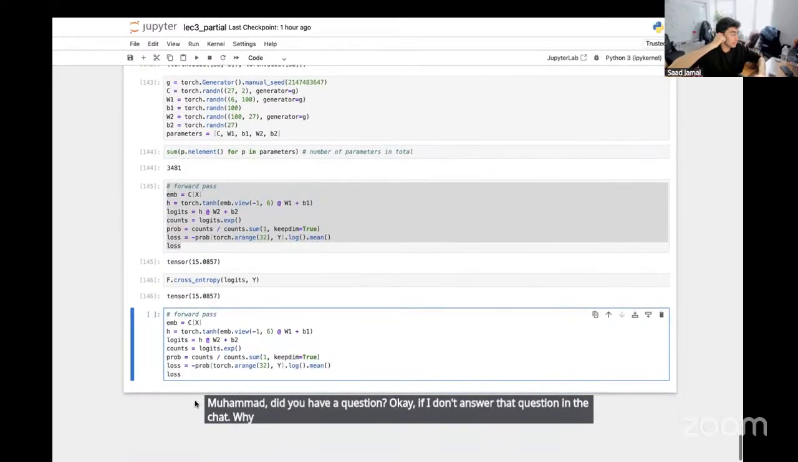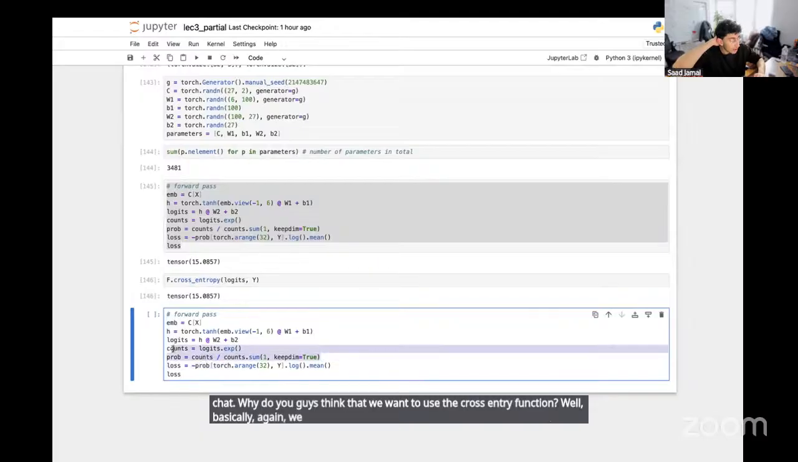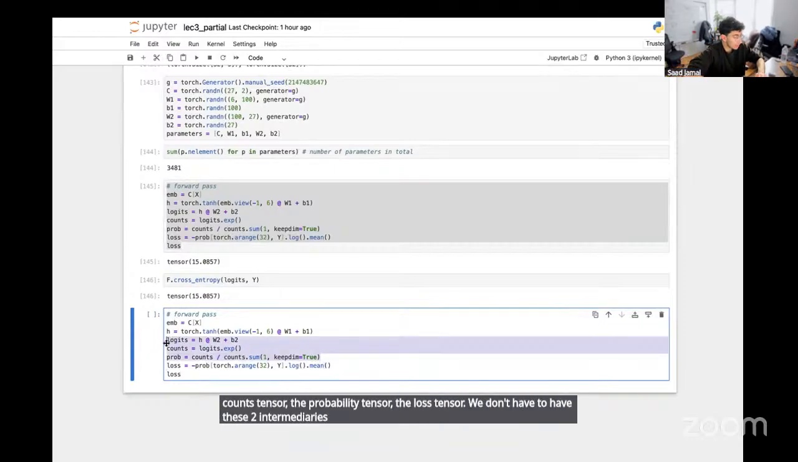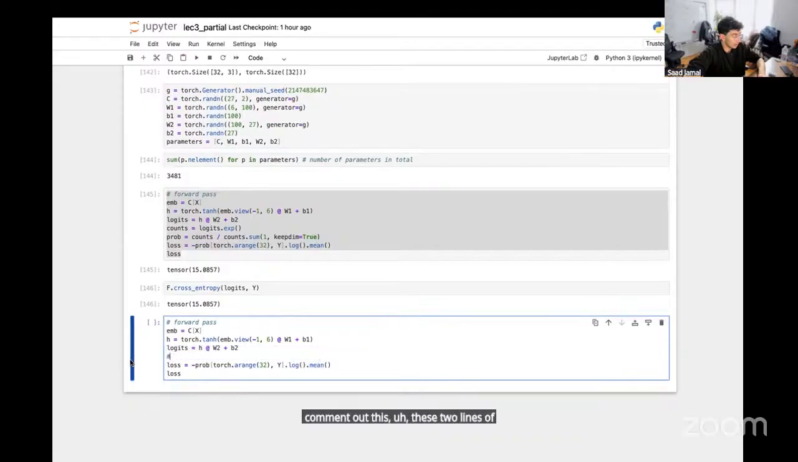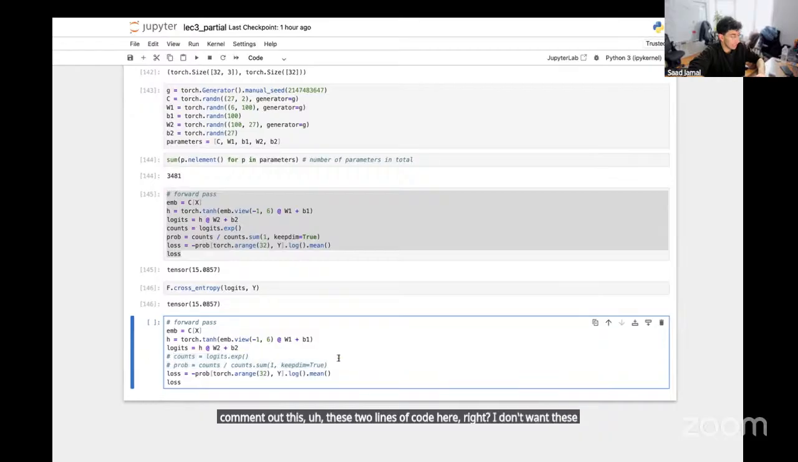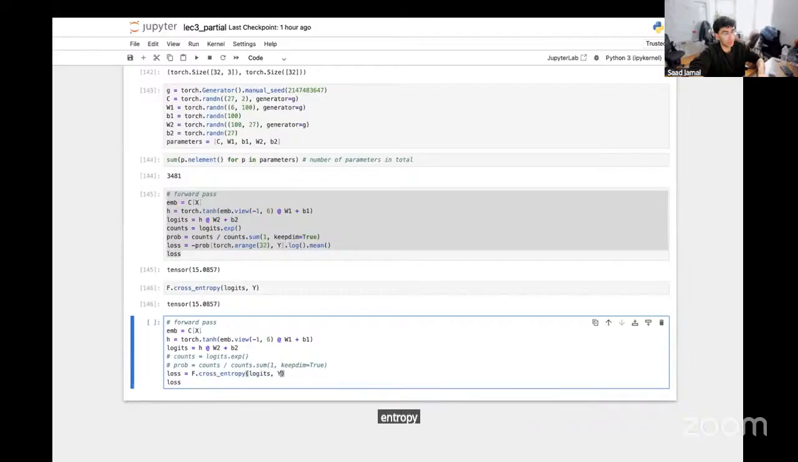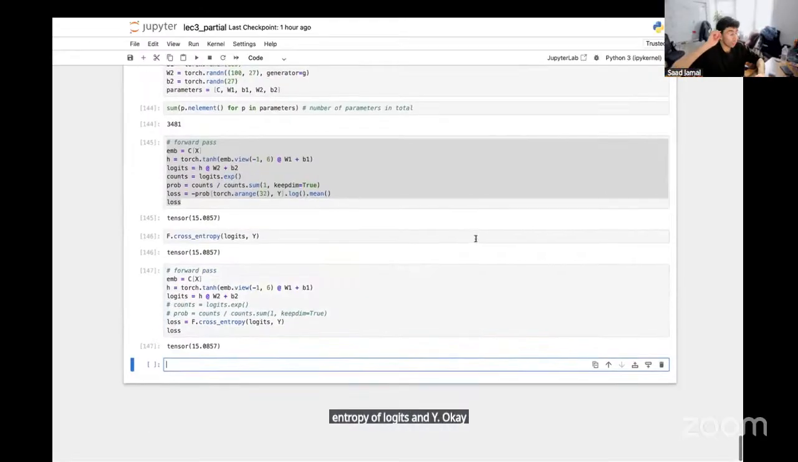Why do you guys think that we want to use the cross-entropy function? Well, basically, again, we're creating a lot of intermediary tensors, right? The counts tensor, the probability tensor, the loss tensor. We don't have to have these two intermediaries. Instead, we can comment out these two lines of code here, right? I don't want these to be intermediary. And instead, I'm just going to set my loss to, even delete this, F.cross_entropy of logits and y. Okay, so why do we do this?